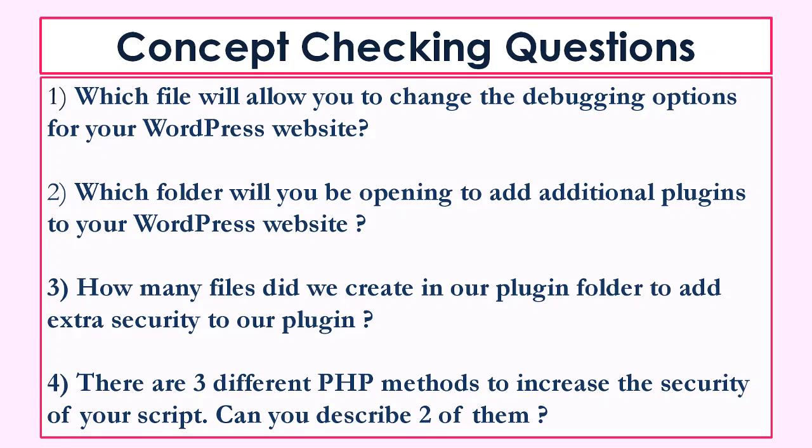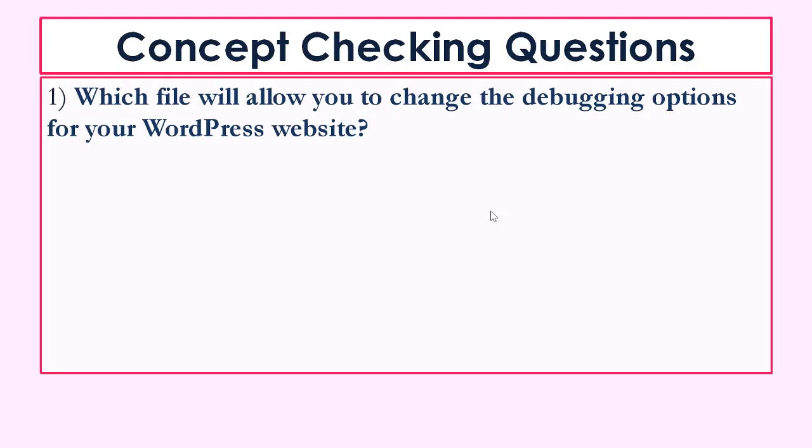So stop the video now and see how many you can guess right. Okay, so which file will allow you to change the debugging options? That is the wp-config PHP file. So if you open that and go down and set that to true, it allows you to see the error messages for the developer.